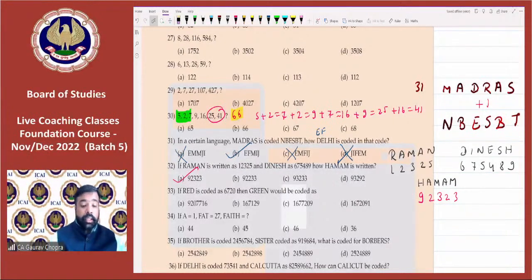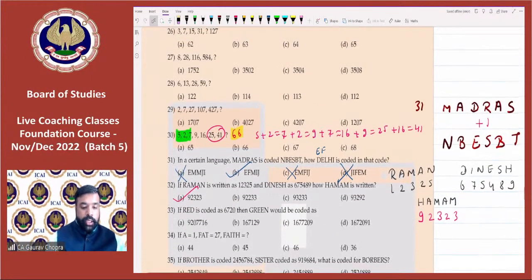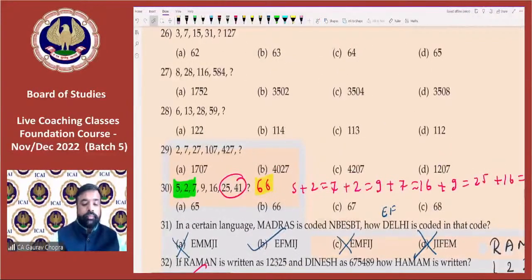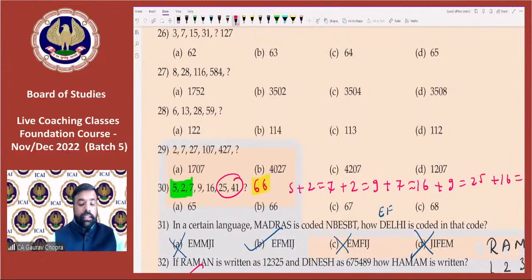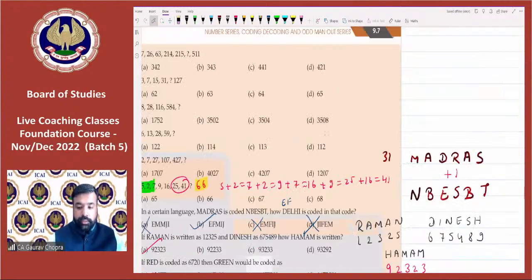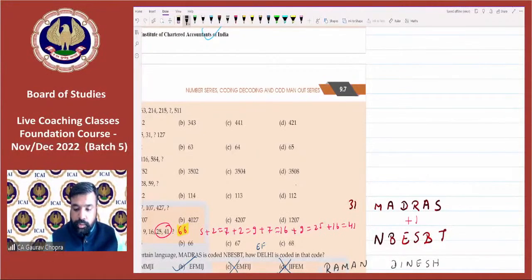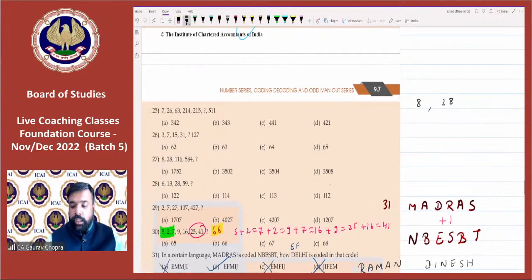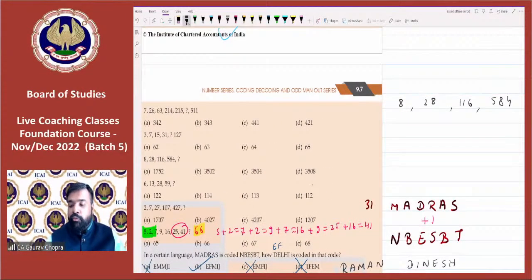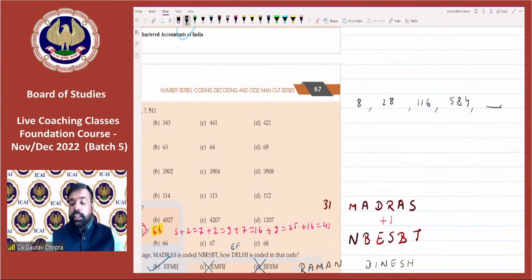Kalyani and Sakshi are asking about question number 27. Divya also 27. Okay. So let us try 27 also. See, 8 and 28, then 116, 584. This is the series: 8, 28, 116, and 584. Whenever we see that this series is increasing very fast, that means multiply is always there. So since series is getting increased at fast rate, that means we have to multiply.